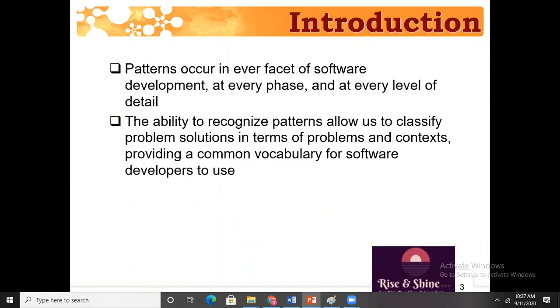So patterns occur in every facet of software development. That is, at every phase and every level of detail within that phase also. So the ability to recognize pattern allows us to classify what are the problems, what are the contexts in which that problem exists, and what is the common vocabulary for software developers to use in that context and that problem to develop the solutions or optimal solutions.